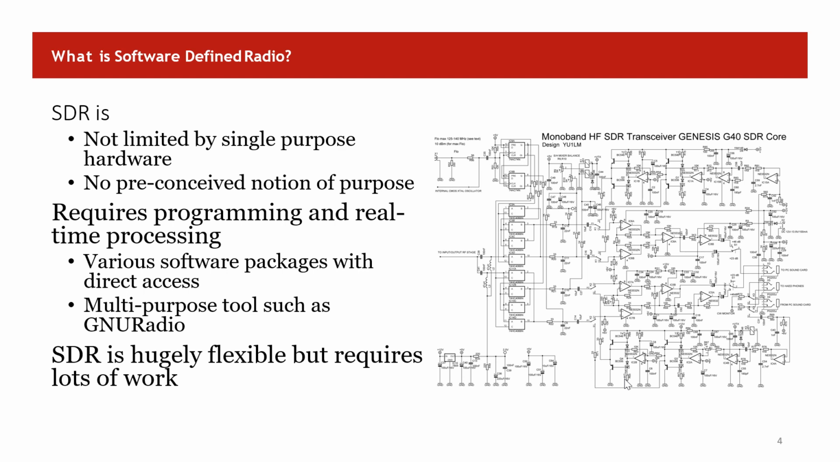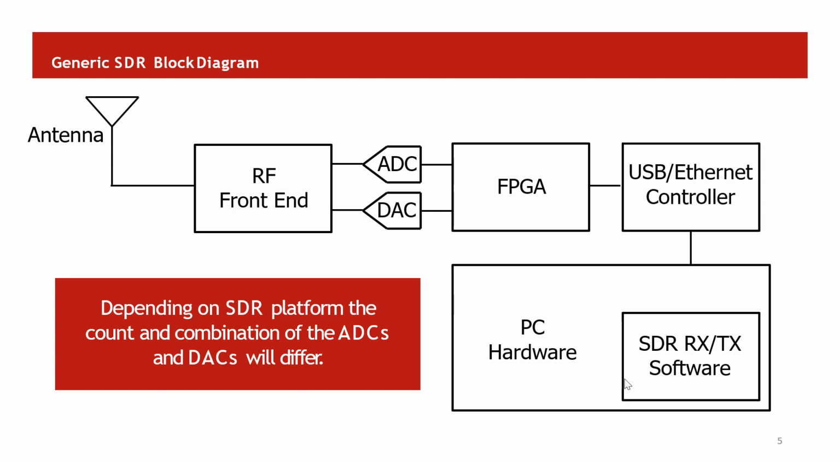There are different things: we have the monoband, we have the high frequency SDRs, we have the transceivers, and then we have half duplex and full duplex. In half duplex, we can do the broadcast and the receiving, but only one at a single time. In full duplex, we can do both things simultaneously at the same time.